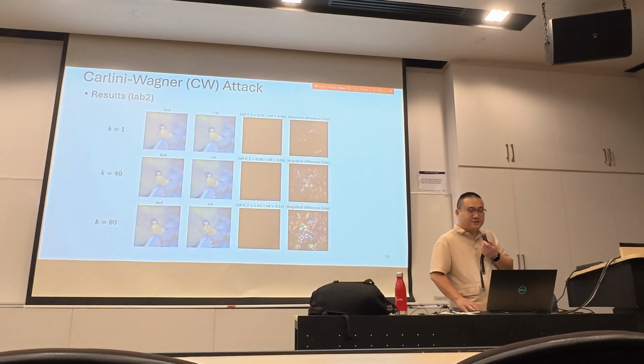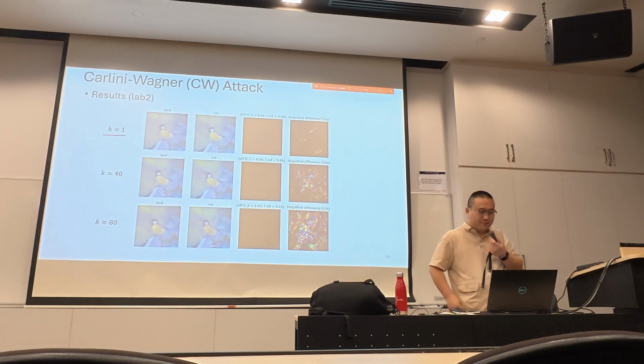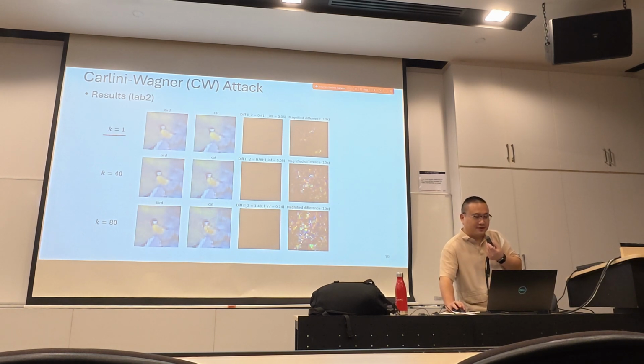So let's see some empirical results. And also in the lecture, you will run your code and repeat these results. We can see that K controls the gap. If we increase K, it means that we increase the gap, so we let the model be more confident in the prediction or on the attack.